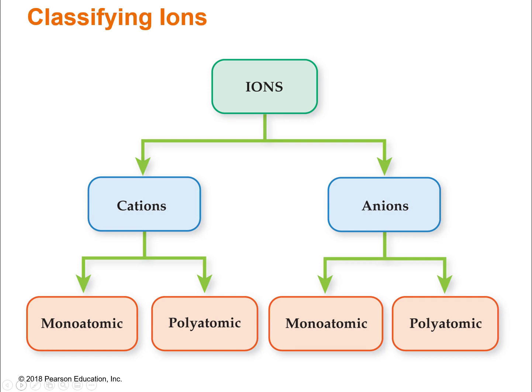Just like with classifying compounds, we can make a flowchart to show the different categories of ions. So the 2 major categories, which we just covered, are cations and anions. But each of those can be broken down into monoatomic and polyatomic. Monoatomic means one atom. And the poly means many, or at least more than one, okay? And it's the same thing for the anions.